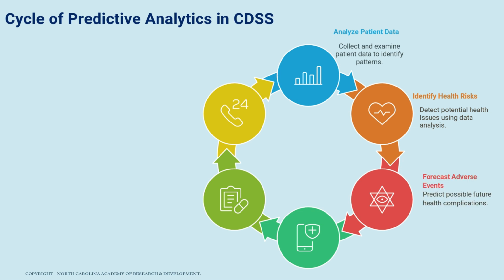Step 3. Forecast adverse events. Here's where it gets powerful. The system can forecast adverse events. It may predict that the same diabetic patient is at risk of developing neuropathy within the next 6 months if trends continue.